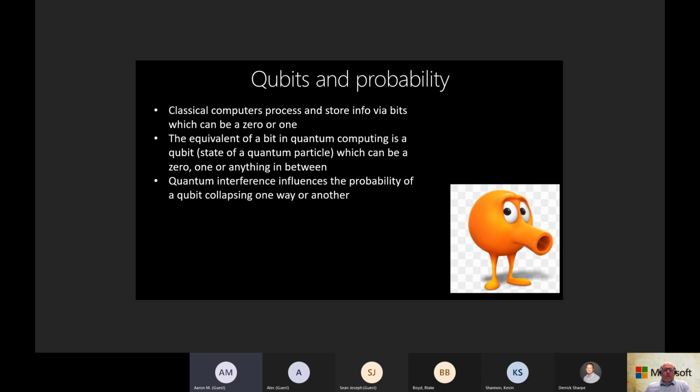And that qubit's probability is determined by what's called quantum interference, okay? And quantum interference can be a lot of different things. It can be temperature, because one of the things I haven't talked about is the stability of qubits. They aren't very stable at high temperatures or low temperatures. They need to be really, really low temperatures for them to be stable.